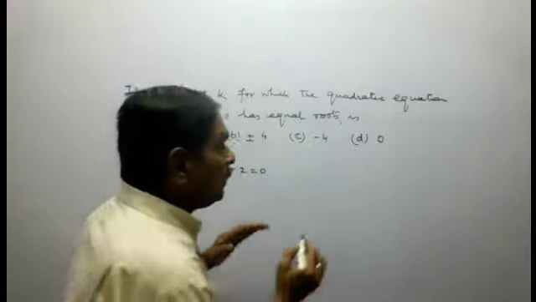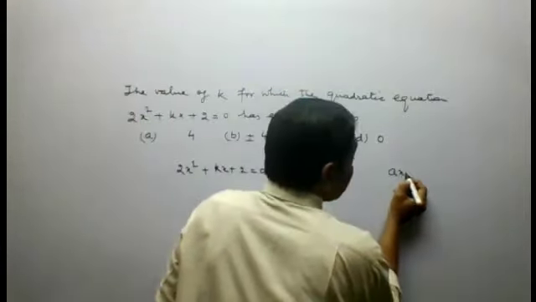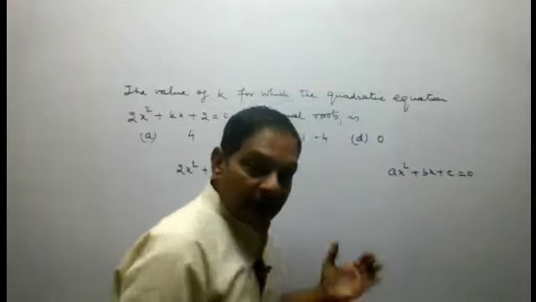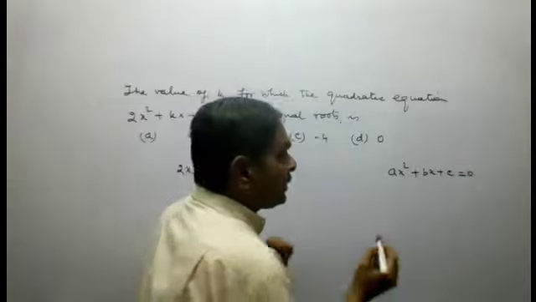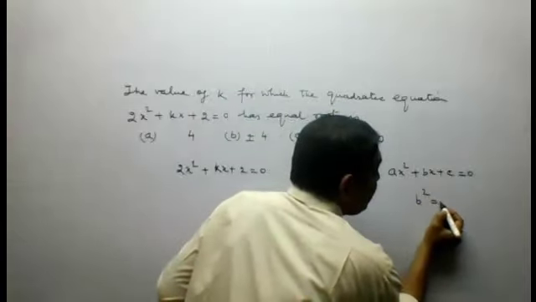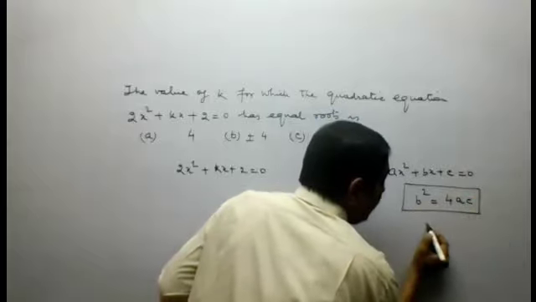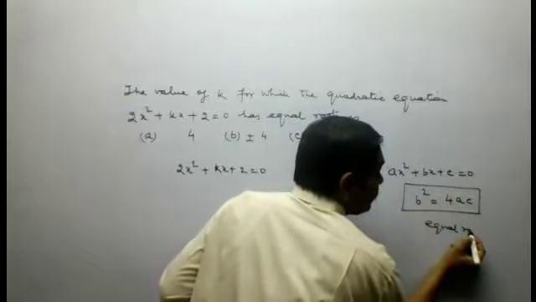We know that if the equation is ax square plus bx plus c is equal to 0, the condition for equal roots is that b square should be equal to 4ac. This is the condition for equal roots.